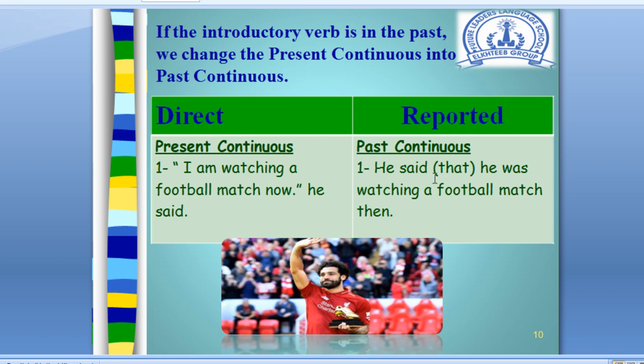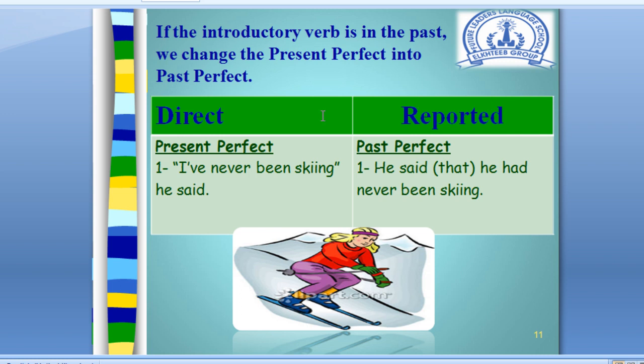We change the punctuation marks. We change the pronouns according to the speaker. We change the tense. And we change the adverb of time now into then. We change the present perfect into past perfect. For example, I've never been skiing, he said. He said that he had never been skiing.